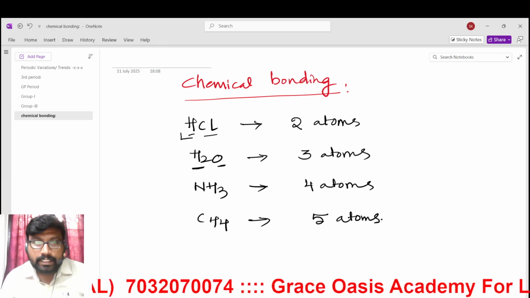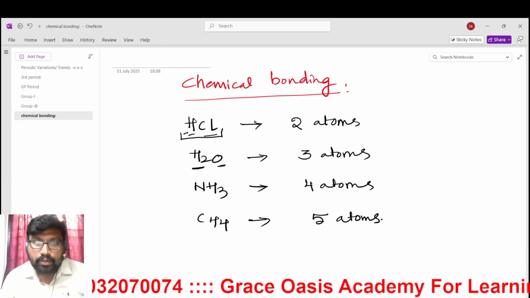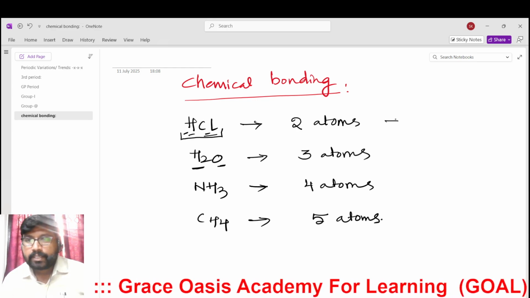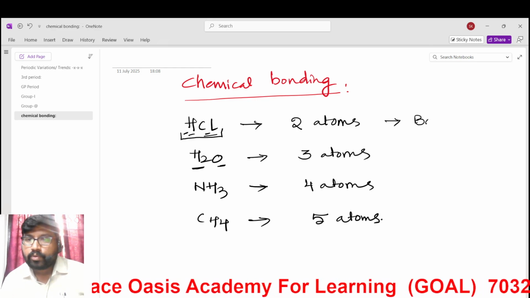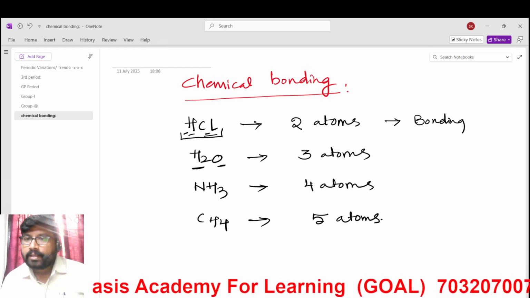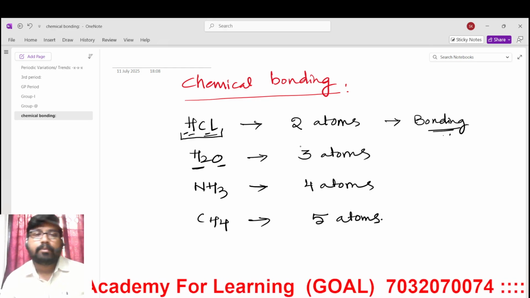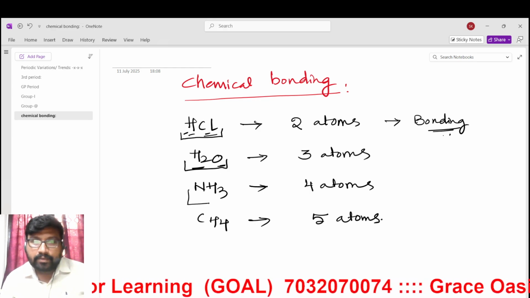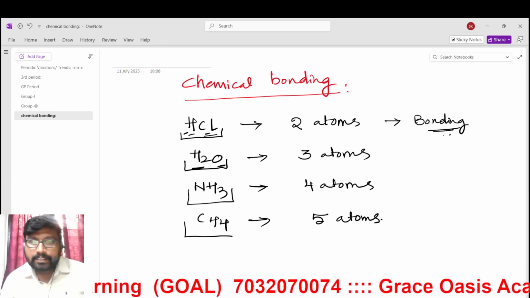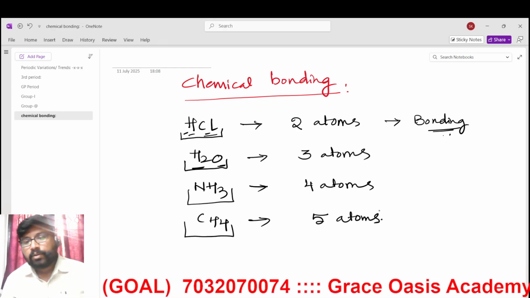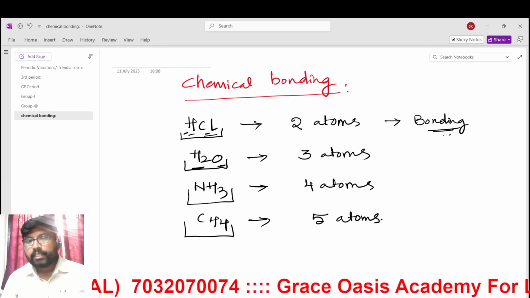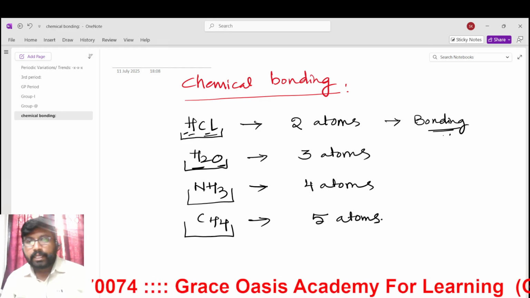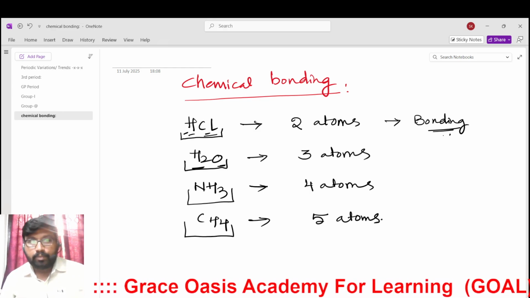What actually is making this hydrogen and chlorine be together? What is bonding them? That is what we are going to see in chemical bonding. How is this bonding happening? How is this bonding directed? What is the governing force that keeps atoms in combination, bonded?